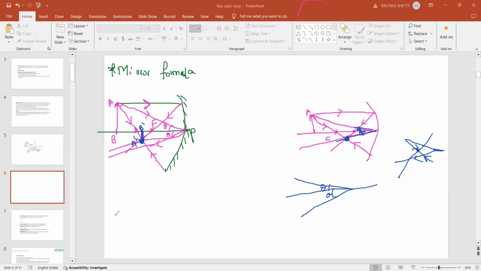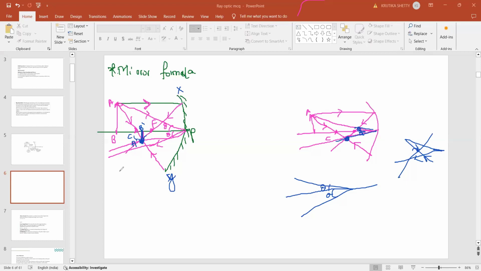Is the figure clear to everyone? So you see the figure. If any doubt is there, you tell me. Till then I label this. XY is the mirror, P is the pole. Then next, this is the center of curvature. From the center of curvature, it is the radius of curvature.